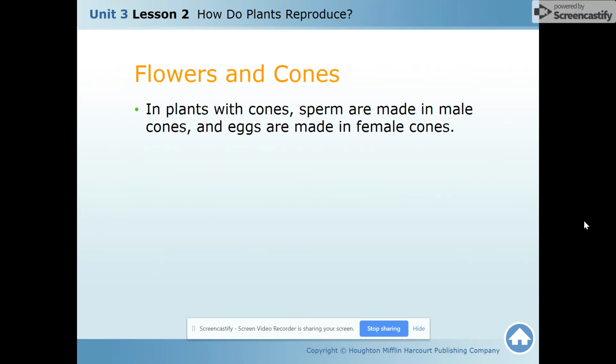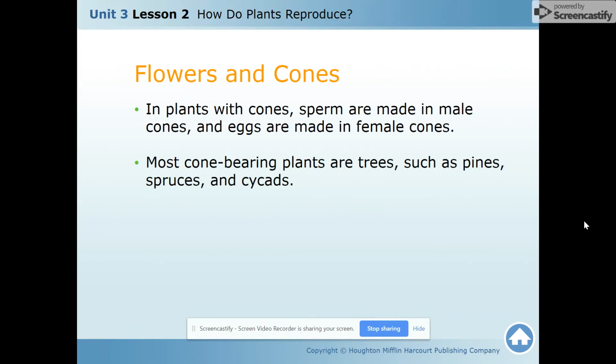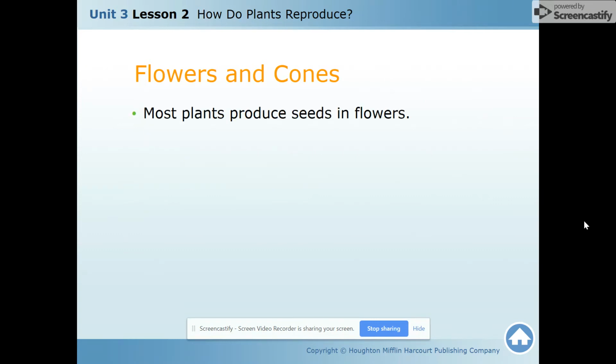In plants with cones, sperm are made in male cones and eggs are made in female cones. Most cone-bearing plants are trees, such as pines, spruces, and cycads. I'm not sure if I said that word right. Most plants produce seeds and flowers.